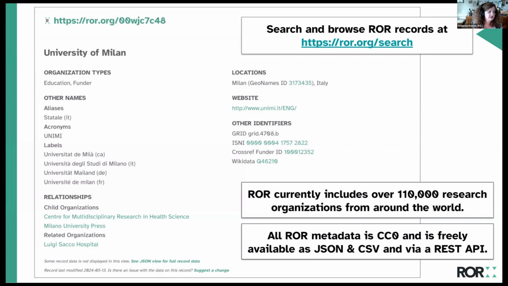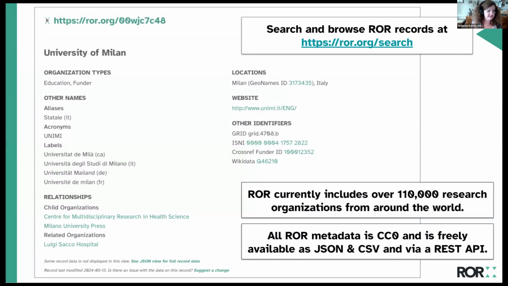As you can see on this slide, we currently have over 110,000 records for research organizations around the world, and that's an increase from something around 90 or the low 90,000 records back in 2019. Our rate of new record creation has increased a lot in the last 2 years.